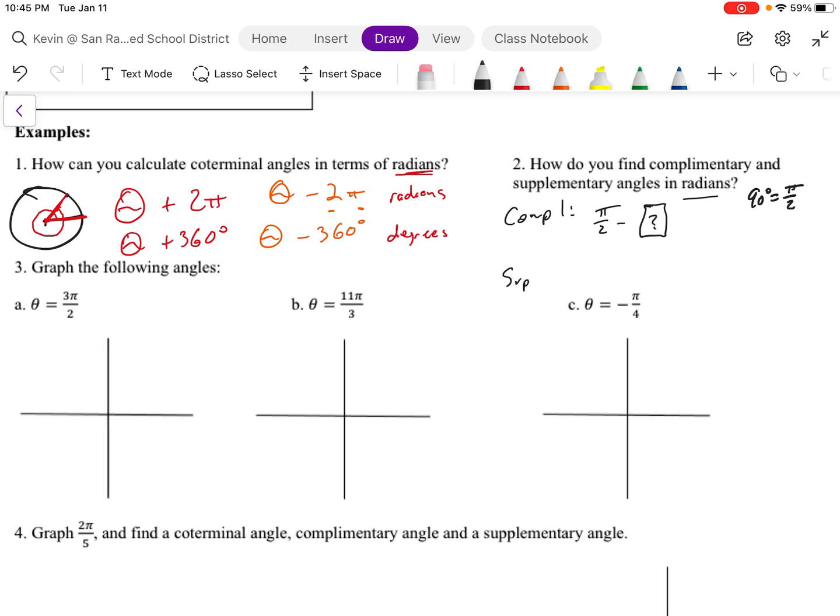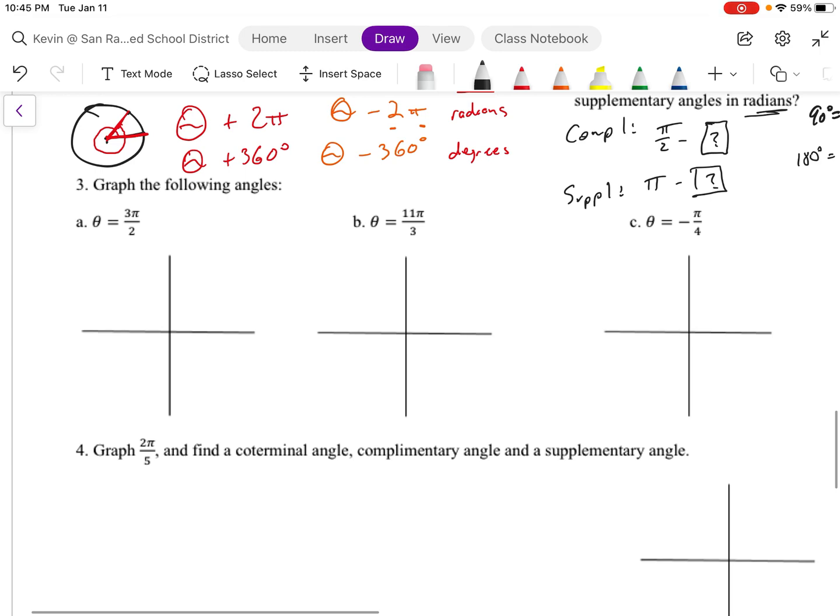And then if it's supplementary, that would be between 180 degrees and 90. So we would take 180 degrees, or since it asks in radians, 180 degrees is pi. So this would be pi minus whatever that angle is to find our supplementary. Okay. So just very quickly take a look.